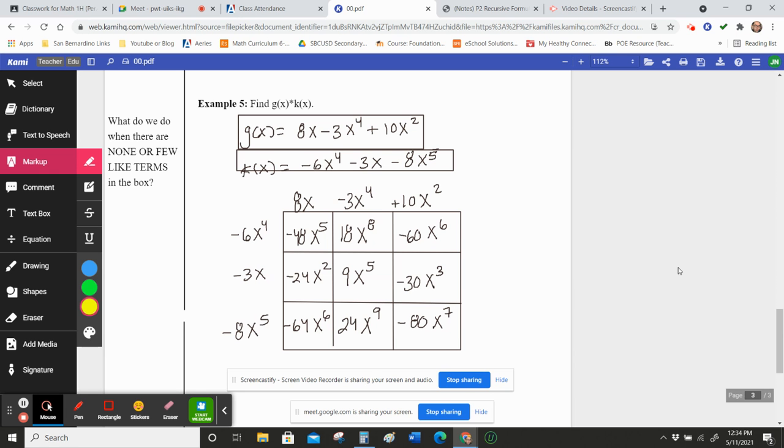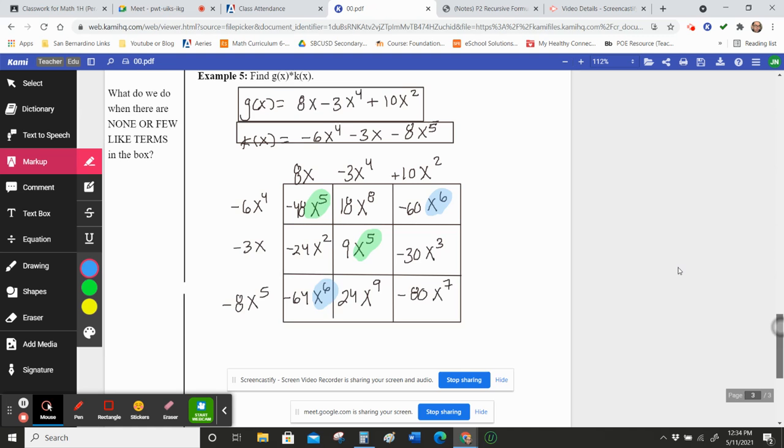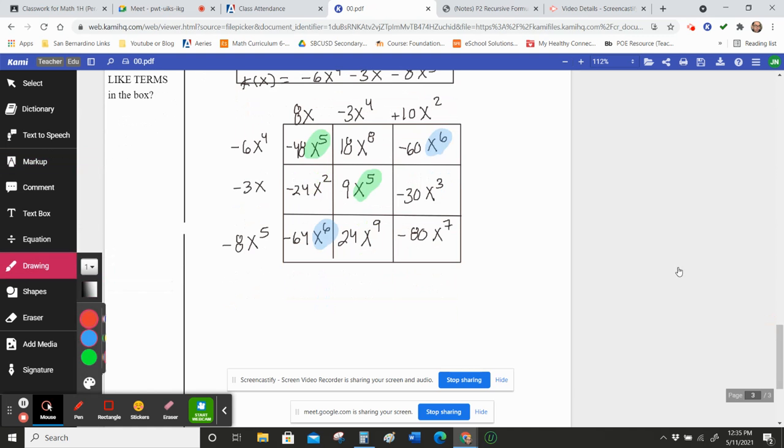So we look for all the terms that can be combined. The only ones that can be combined in this example are the x to the power of 5 and x to the power of 6 that we have here. So x to the power of 5 happens to be these two terms. X to the power of 6 happens to be these two terms. Nothing else can be combined. And if it can't be combined, it's not a big deal. All we have to do is rewrite it and call it a day. All right, so don't overthink it.